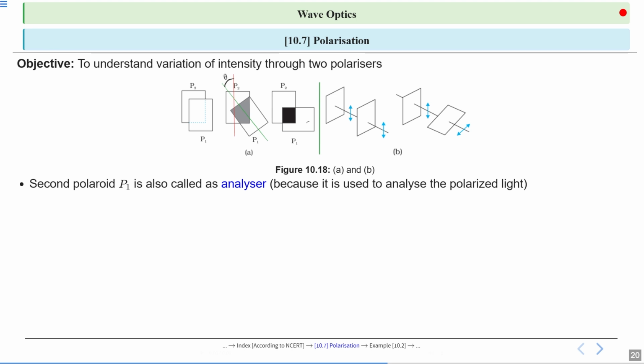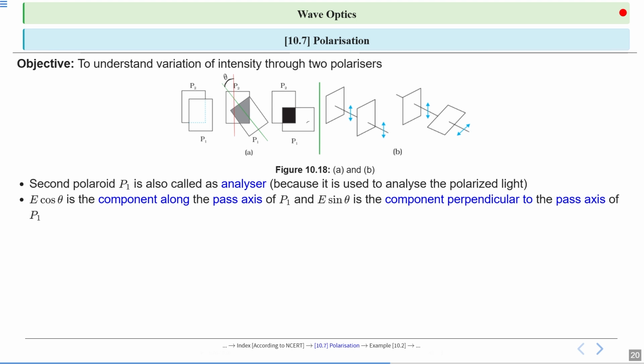This is because it helps us analyze the properties of polarized light. The analyzer plays a crucial role in determining the intensity of light that passes through, so it's important to understand its function. So let's break down the components of the electric field E. The component E cos theta aligns with the pass axis of P1, and E sin theta is perpendicular to the pass axis of P1. This distinction is key to understanding how the light's intensity is affected as it passes through the analyzer.